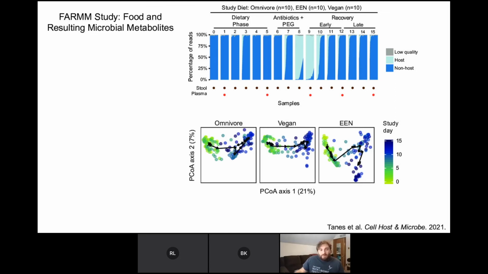And up here in the upper right, you have a schematic of the study design. So this study involved 30 healthy human subject volunteers, 20 of whom were omnivores and 10 of whom were vegans. The 20 omnivores were randomized to either receive a control omnivore diet or to receive exclusive enteral nutrition, which is a purely liquid diet that's used for the management of inflammatory bowel disease.